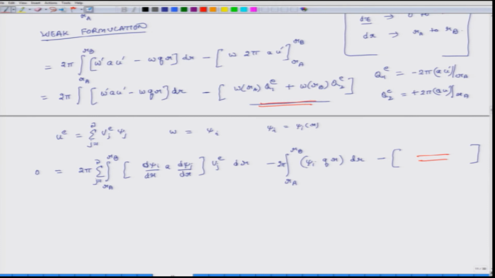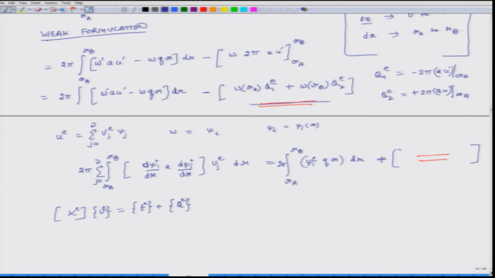Okay. Or what I can do is I can remove 0 from here and I can put an equal sign here and this becomes a positive sign. And of course, this is for the eth element. So, at the end of the day I get a K matrix times a U vector is equal to a force vector plus a Q vector all at element level.